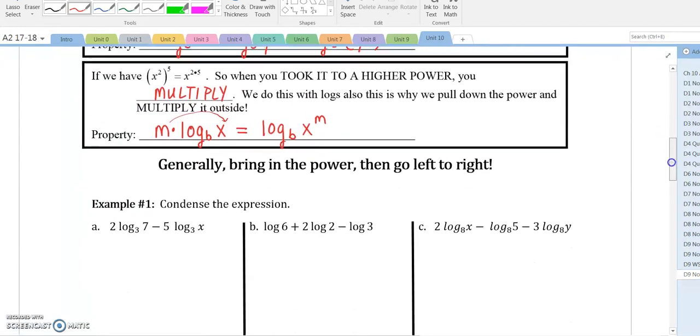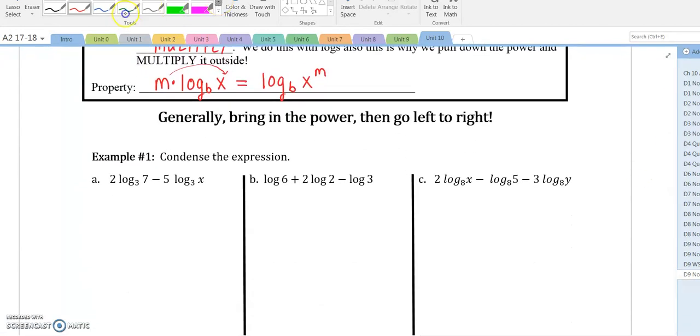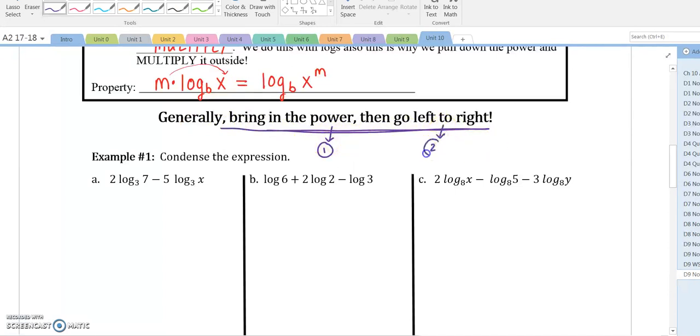And if you're not sure what order to do it in, this statement right here will tell you. In general, we'll bring the power in first, so power is step 1, and then we'll go left to right, and that'll be step 2.